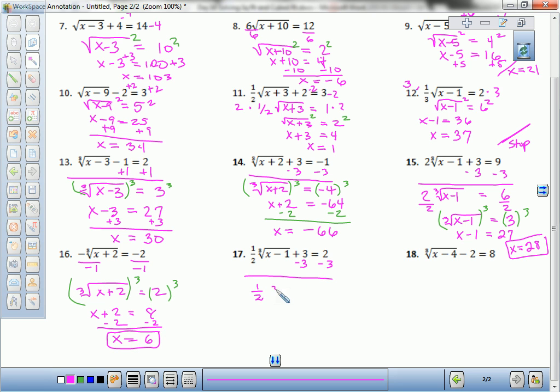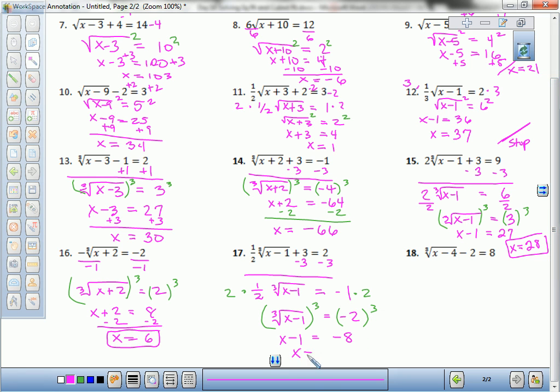All right, so then on this one we subtract 3. So we get 1/2 equals a negative number. But it's okay. Cubed roots can be negative. So even when we multiply by the reciprocal, this is going to stay negative. And then when we cube both sides, it's going to stay negative. And so x, when we add 1, we get negative 7.